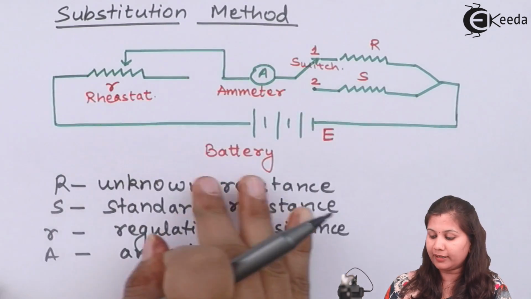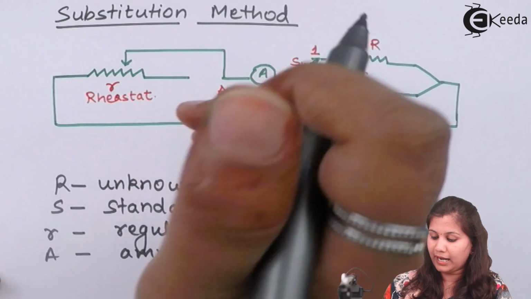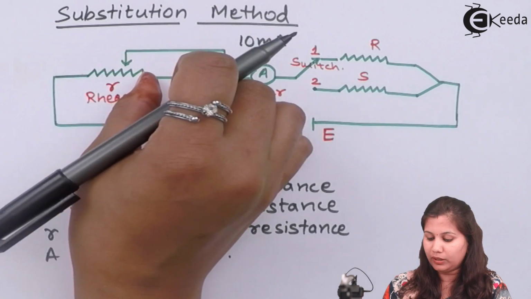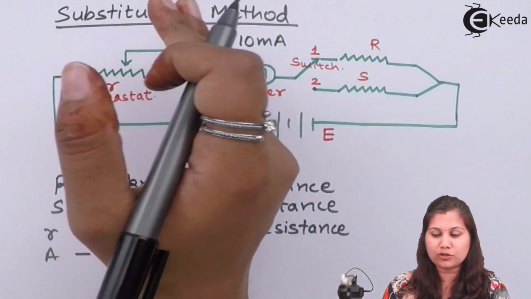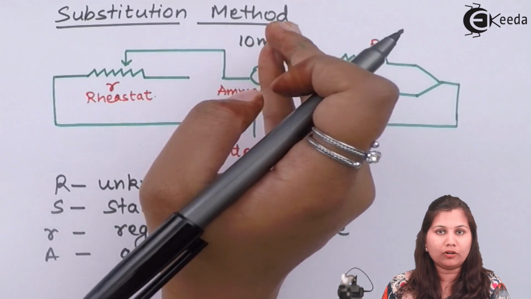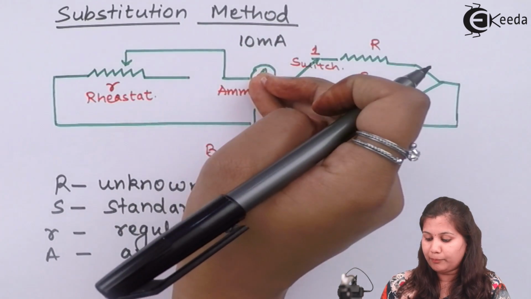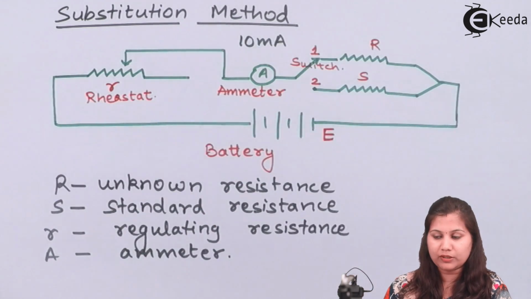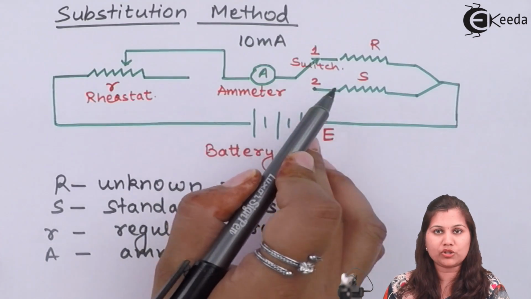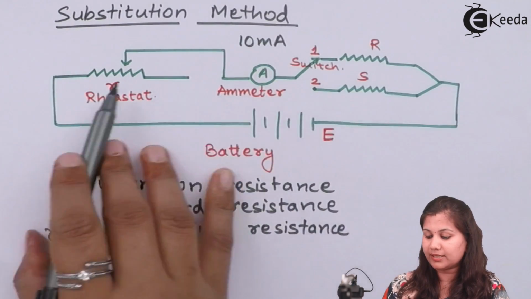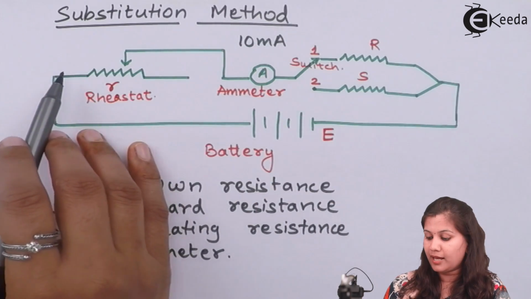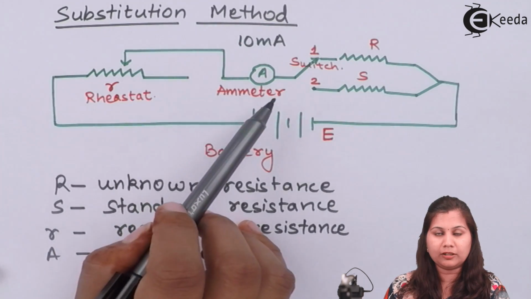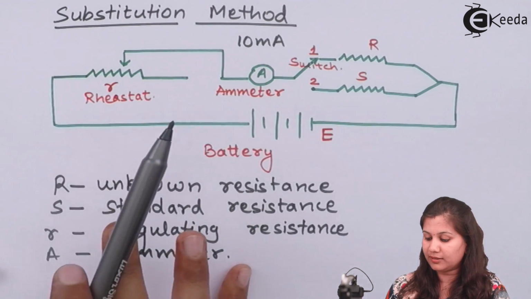Suppose that the working current in this circuit, we want this current to be 10 milliamperes. So we are going to vary this sliding contact such that the ammeter points towards 10 milliamperes of current. When this pointer is at 10 milliamperes, then we are going to change the position of the switch. Now the switch will come to position number 2, and then the standard resistance will be connected in the circuit. Now we are not going to change the settings of this rheostat and the ammeter. We are not going to make any change in the circuit.